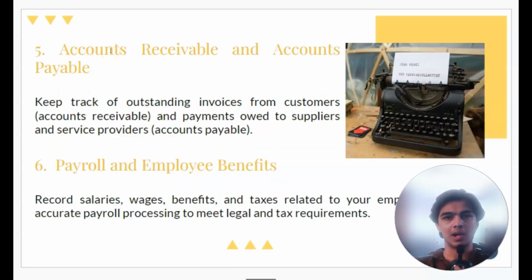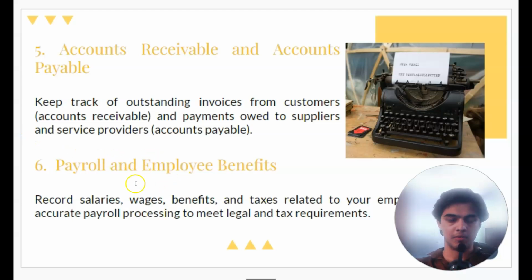Now let's talk about accounts receivable and accounts payable. In this, you will need to keep track of all the outstanding invoices from your customers, meaning the payments that you are yet to receive, and the payments that are owed to your suppliers. If there is any third party in the publications or the service, then you have to track how much you have to pay or how much you have to lend.